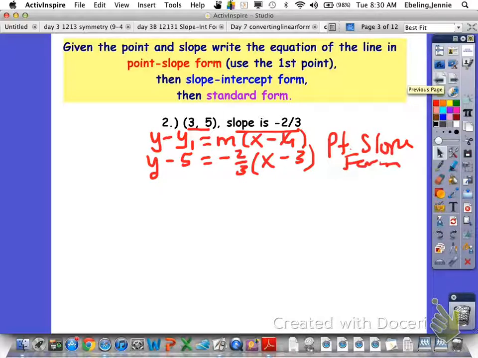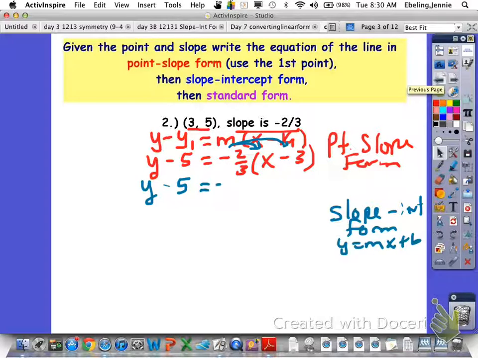The second form I want to see is the slope-intercept form. So to do the slope-intercept form, that means I want y equals mx plus b. I want the y all by itself. So to get there, I need to do some distributing. So we have y minus 5 is equal to negative 2/3 parenthesis, whoopsie, I distribute negative 2/3 x plus, because a negative times a negative is a positive, 2/3 times 3 is 2.